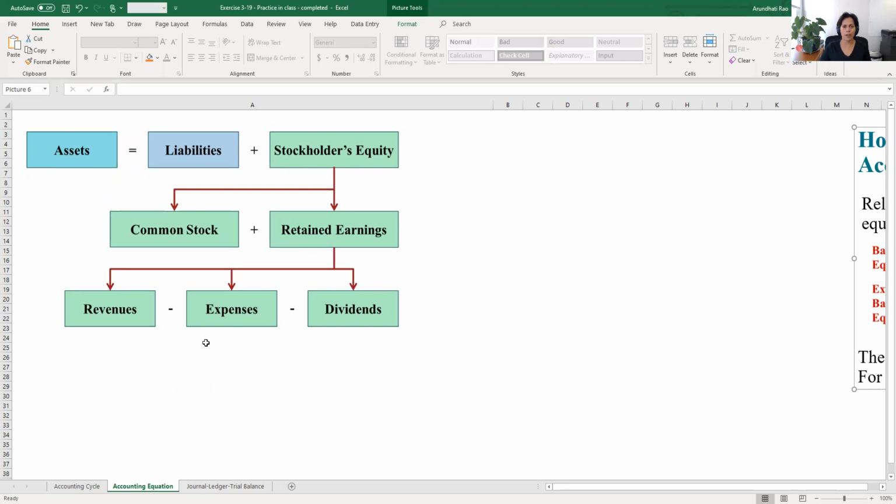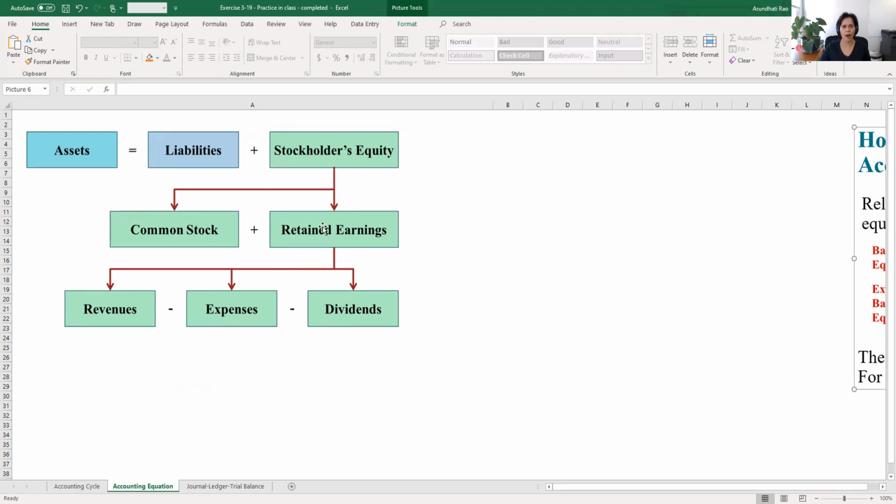Some of it may be distributed, that is given out to the owners of the business. In a corporation, this distribution is called dividends. So net income minus dividends, whatever is not given out as dividends, whatever is remaining becomes a part of retained earnings. So stockholders' equity has two parts: the investment made by owners, that's called the common stock, and the retained earnings of the business.